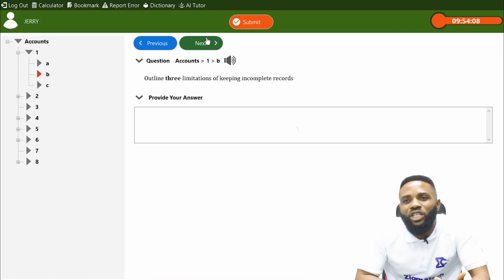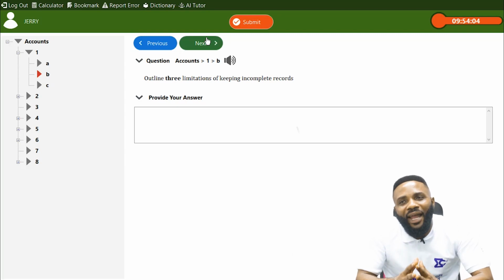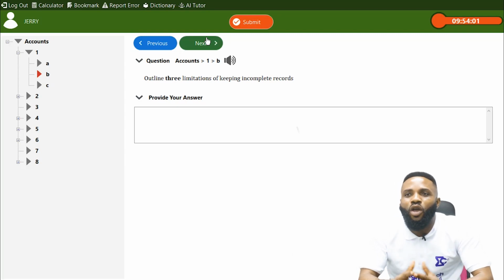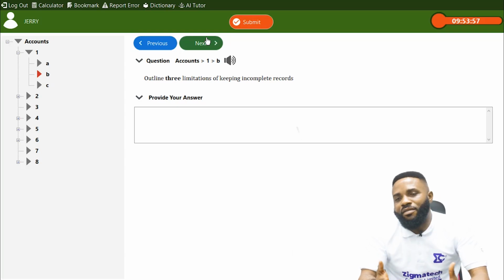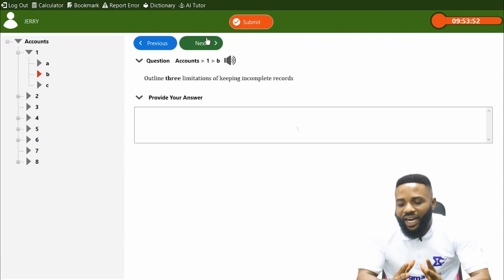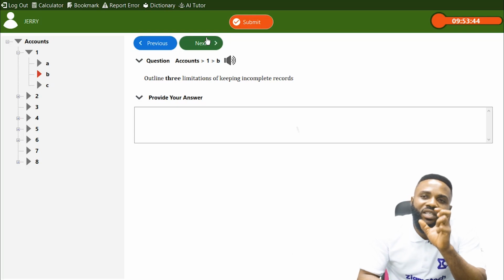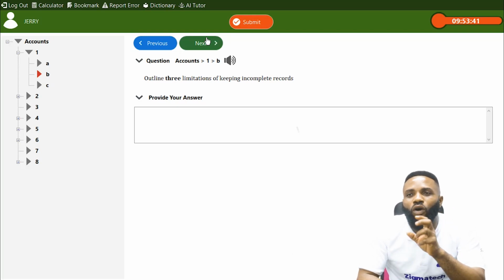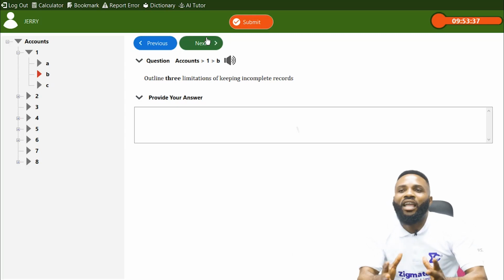If the organization is not keeping to the double entry principle, if they are not applying this principle in their record keeping, what are the dangers? What are the challenges? What are the impediments or limitations? Number one, the business cannot extract a trial balance to check the arithmetical accuracy of the ledger entry. Number one limitation is that if a business is keeping incomplete record, it will be difficult to extract a trial balance.